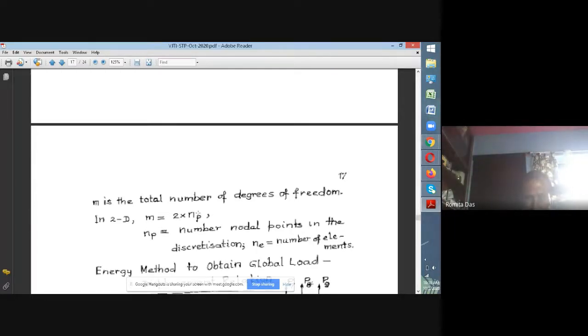If you have NP number of nodes, then M is nothing but, in 2 dimensions, 2 multiplied by NP. That is the dimension, or rather magnitude, of M, where NP is the number of nodal points in the domain. So that's how we get the global stiffness matrix load displacement relations.